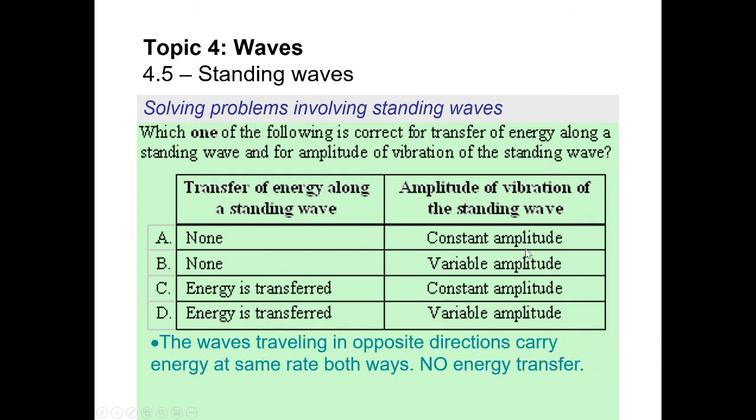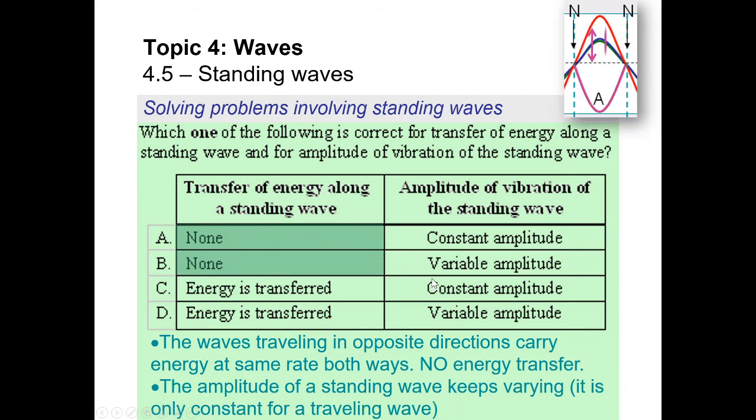Amplitude of vibration of the standing wave. Well, we covered this as well. The only thing that has a constant amplitude are the traveling waves. We know that a standing wave has a variable amplitude. When the crests of the traveling waves, or the incoming and reflected wave, line up, you have the maximum amplitude. And when they're fully out of phase, or out of phase by half a cycle, you have zero amplitude, and possibly anything in between. That means the answer has to be B.